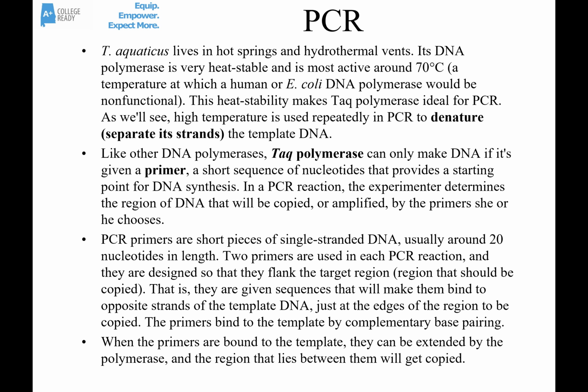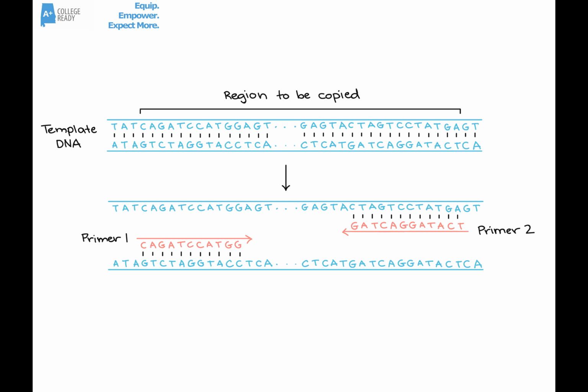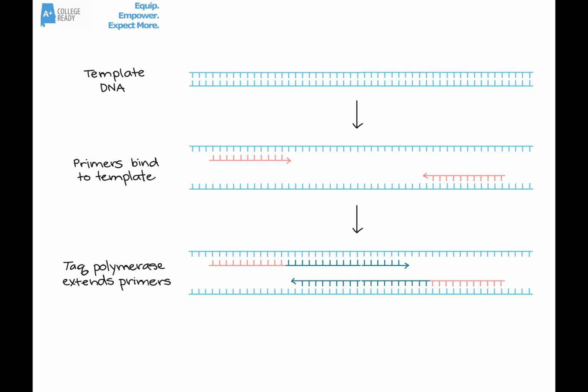When the primers are bound to the template, they can be extended in both directions, and the region that lies in between them is copied. So here we see in blue the template DNA, and the black brackets show the piece that we need to copy, the piece we need to amplify. Notice the 2 primers. They flank each end of the region to be copied. The primers bind. Taq polymerase extends the primers.